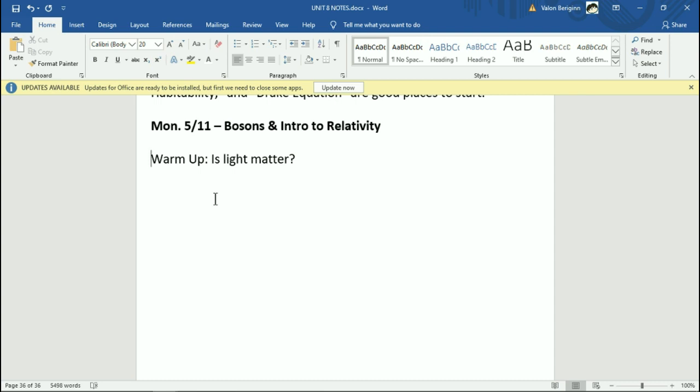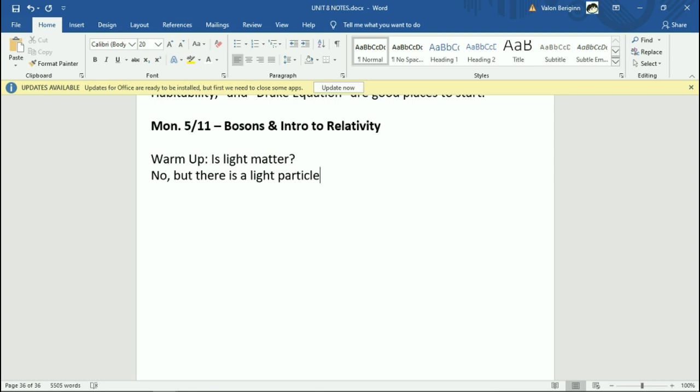So, light is not matter. Okay, so the answer is no. But there is a light particle. So light is not matter, but it is a particle.